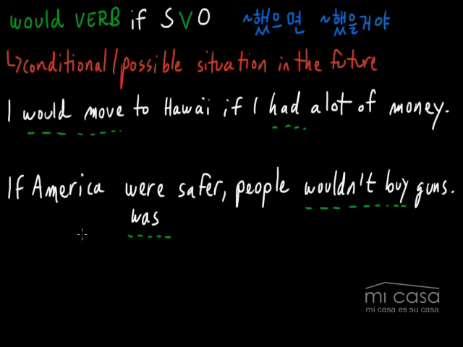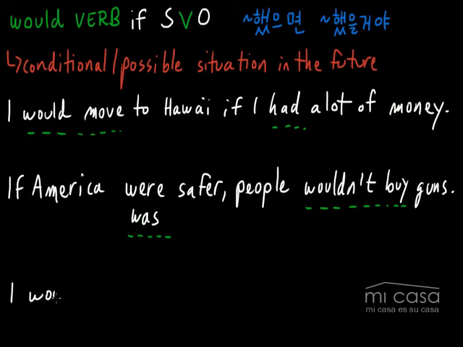All right, so here I'm explaining why people buy guns. So this is a very, very useful structure, not just to imagine these kinds of conditional or possible situations in the future, but also we use it to explain, okay? And there's one more way that I think I use it a lot, and that's to give someone advice. So let's look at our third example.